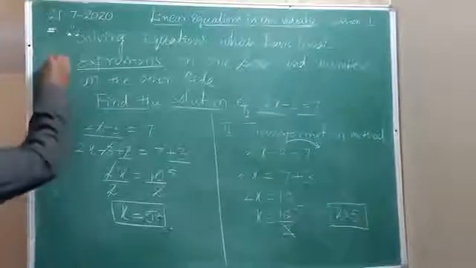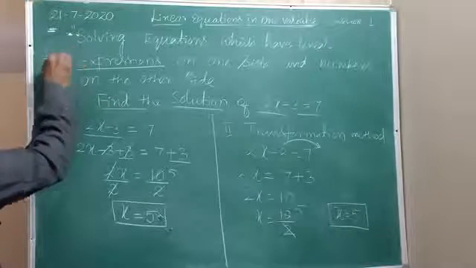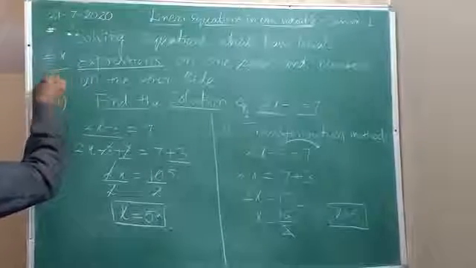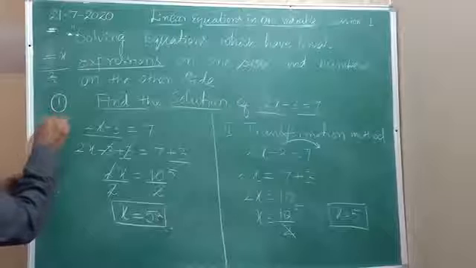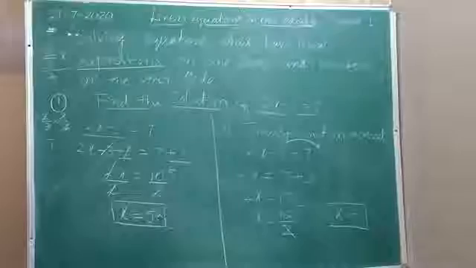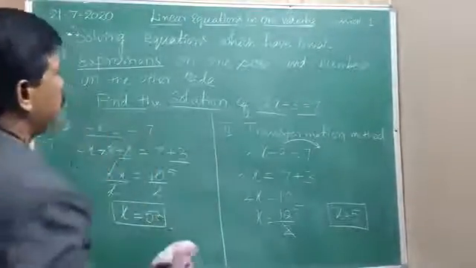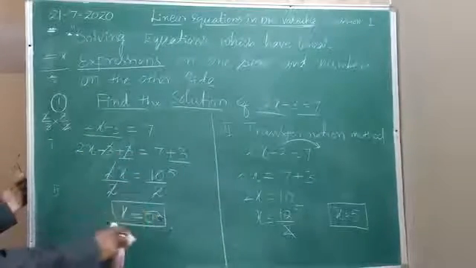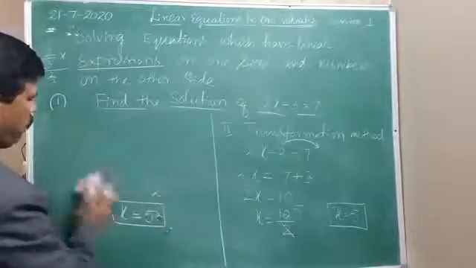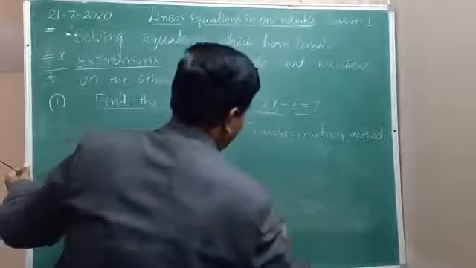Now, for example, if it is 2 by 3 x, then to cancel this, what you can do is multiply by the reciprocal of 2 by 3, then these two get cancelled. We will do some more problems like that. Okay. Now, have you understood this? So this is finding the solution of a linear equation. Now, I will show you one more.